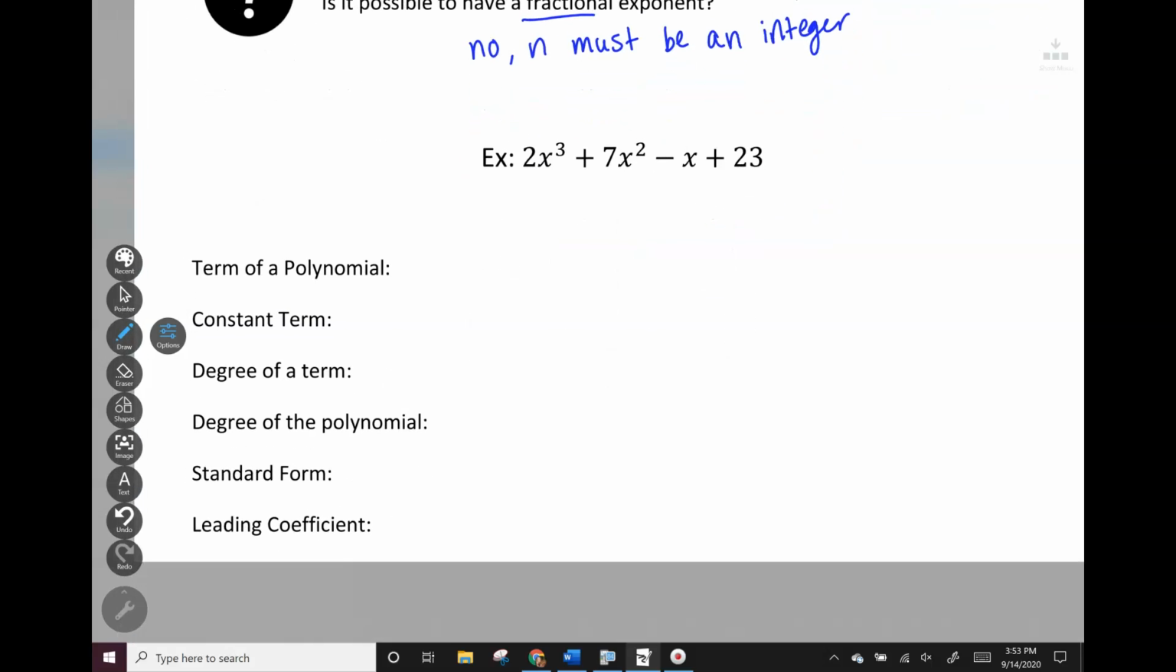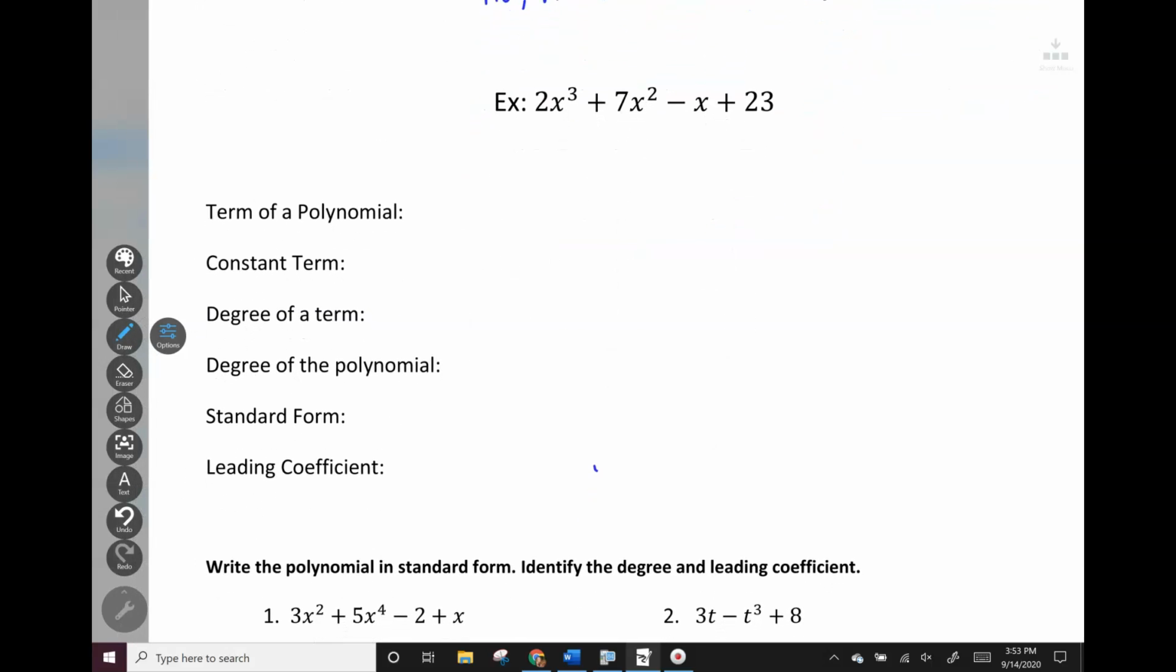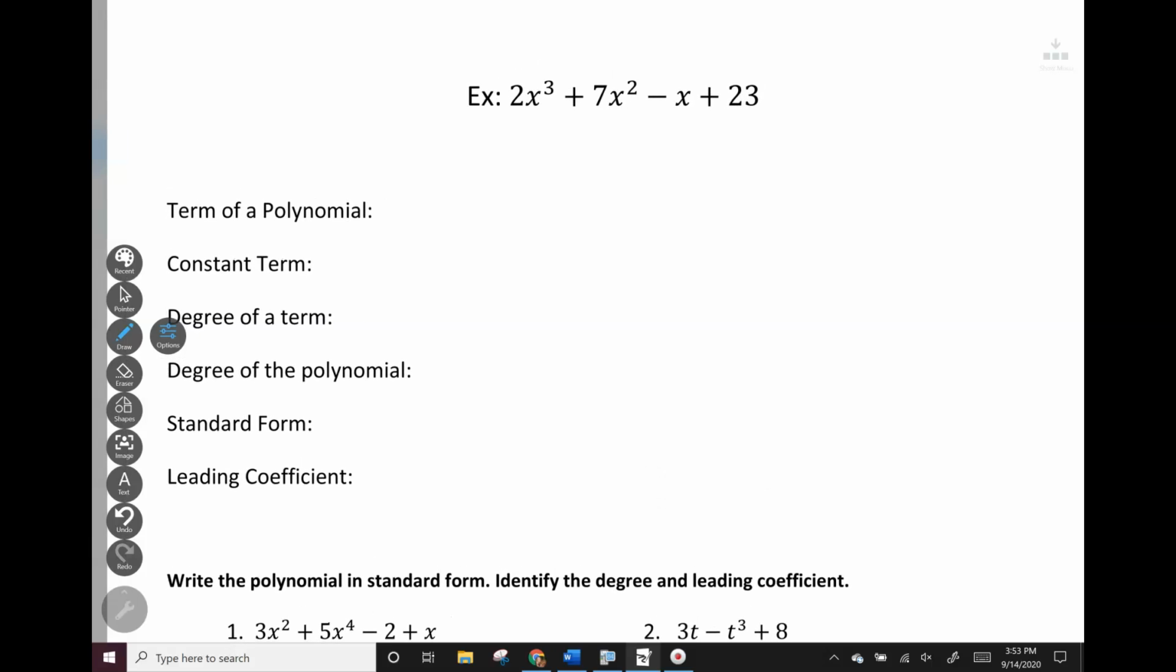All right, so here's an example of a polynomial, and we've got a few definitions that we want to write down. First, we have term of a polynomial. A term is just the product of numbers and variables. So each of these is a term. We have 4 terms in that polynomial.